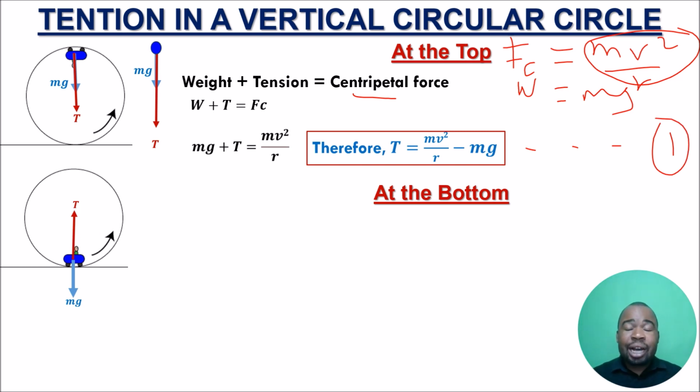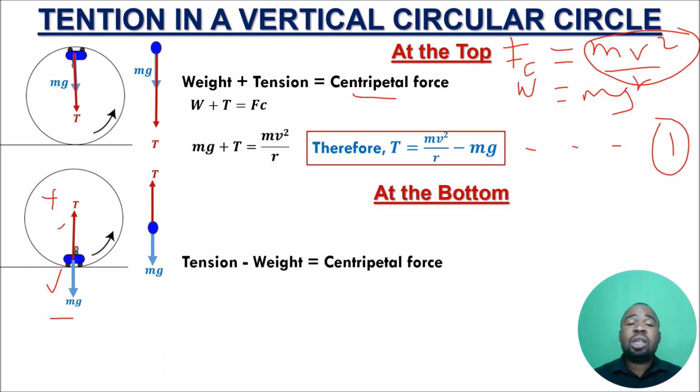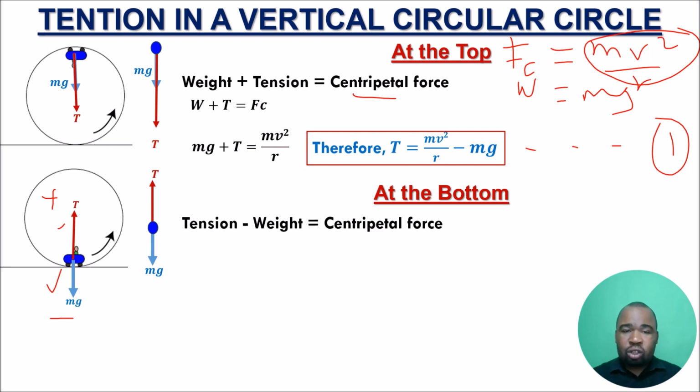Let's analyze what's happening at the bottom and come up with an expression for tension. It's clear that the weight and the tension are acting in opposite directions. The weight, according to the system of reference, is going to the negative. The tension, according to the system of reference, is going to the positive. In this case, the tension is counteracting the weight. Hence, we can come up with an expression which says tension minus weight is equal to centripetal force.